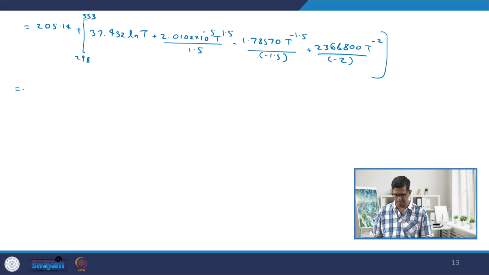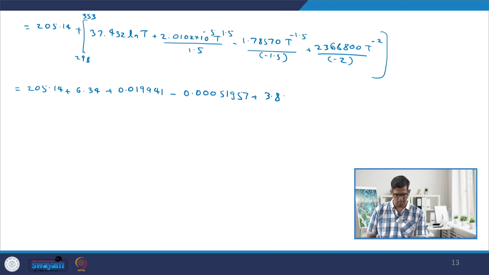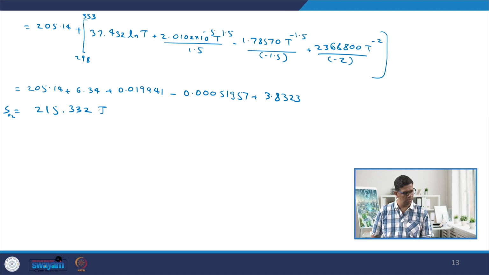So if we solve this up, that comes 205.14 plus 6.34 plus 0.019941 minus 0.00051957 plus 3.8323. So this becomes 215.332. This is entropy of oxygen, joules per mole per Kelvin.